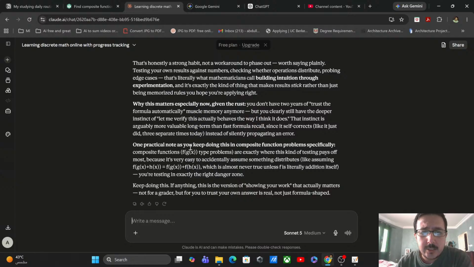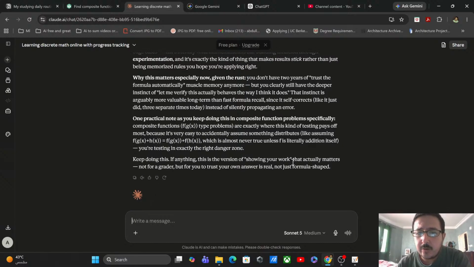One practical note as you keep doing this in composite function problems specifically: composite function type problems are exactly where this kind of testing pays off most, because it's very easy to accidentally assume something distributes, which is almost never the case unless the operation is literally addition itself. You're testing in exactly the right danger zone. Keep doing this, if anything. This is the version of showing your work that actually matters, not for a grader, but for you to trust your own answer is real, not just formula-shaped.